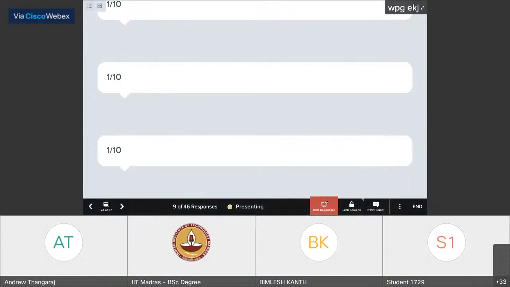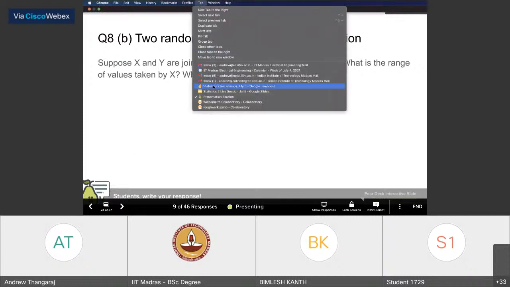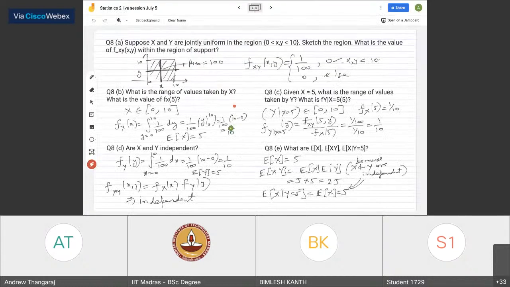So enough people are slowly converging to the answer. That's good. 1/10 is correct. I'll show you the solution in a little while. Let me ask you, maybe I should show you the solution, describe this, and then go forward. Yeah, let's do that.